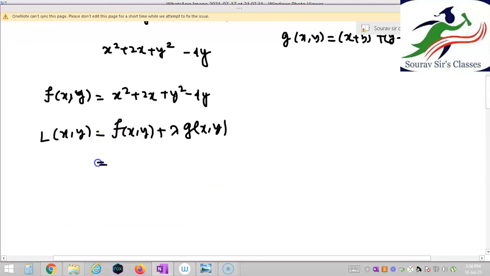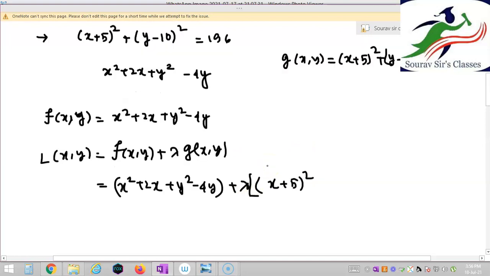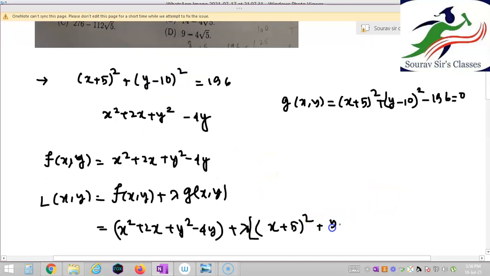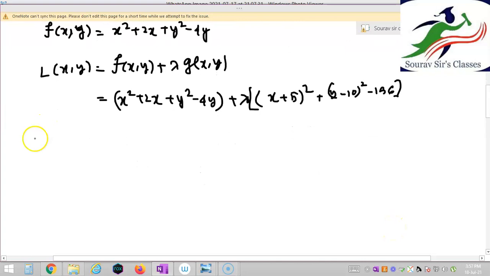Now L is x square plus 2x plus y square minus 4y plus lambda into (x plus 5) whole square plus (y minus 10) whole square minus 196. So now we are going to find del L by del x, differentiating partially with respect to x. That would be 2x plus 2 plus lambda into 2 into (x plus 5).